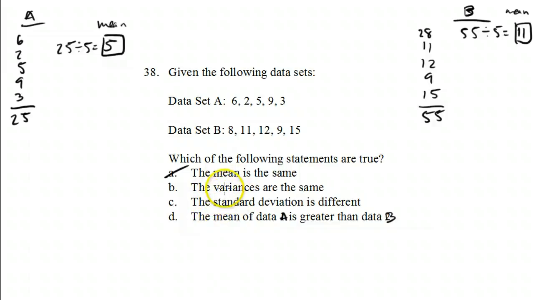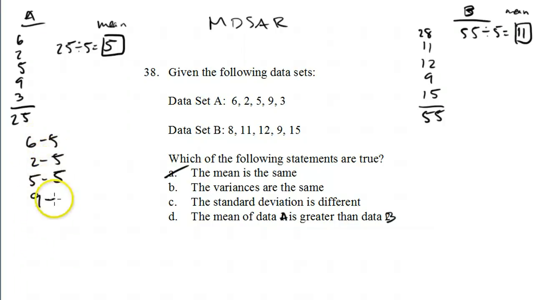And we can calculate the whole thing, and we can find this out. So let's go ahead and do that. We already have the mean, so remember MD star. So next we find all the differences. For A, that's 6 minus 5, 2 minus 5, 5 minus 5, 9 minus 5, 3 minus 5, and I get 1, negative 3, 0, 4, and negative 2.